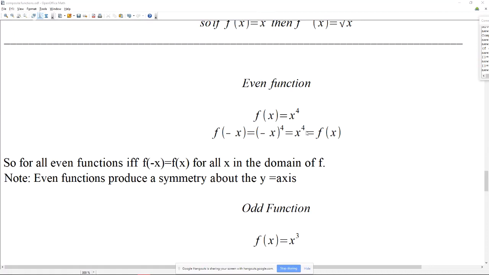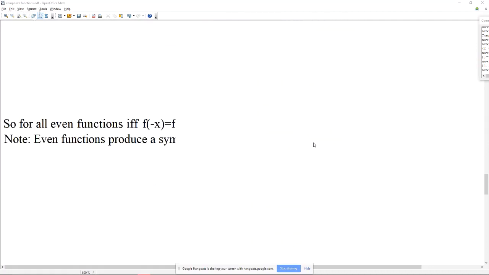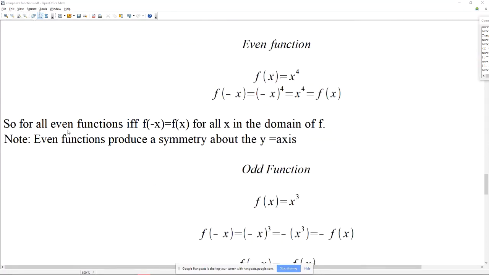And here we have x to the fourth equals f of x. So basically, this is an even function. So the way you write this is for all even functions.